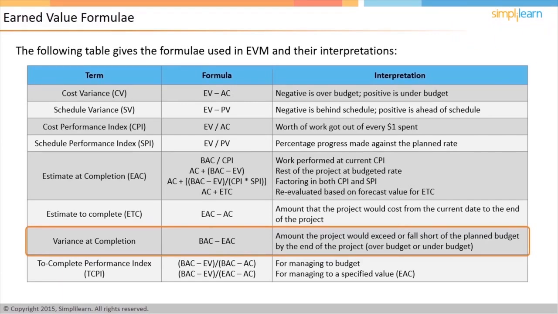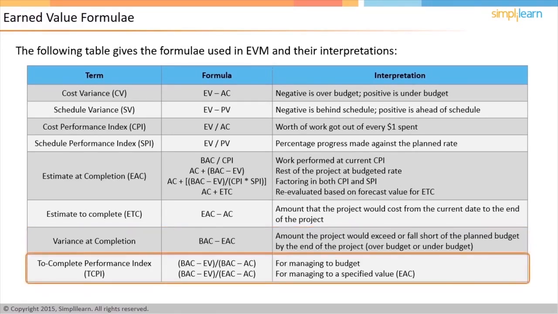Another parameter is the To Complete Performance Index, or TCPI. This is the cost performance needed to achieve a desired outcome. For example, if the project needs to be managed to the original budget, BAC, then TCPI, that is, the CPI that must be maintained for the rest of the project, is calculated as BAC minus EV by BAC minus AC.